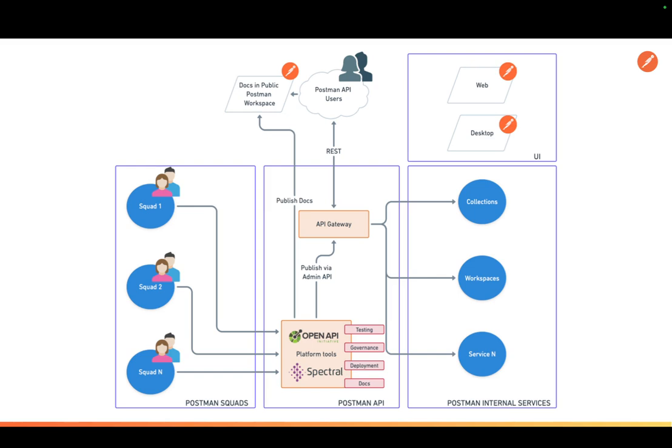We can also do more things with OpenAPI descriptions. You could also generate code, but in our case, we're using it to generate documentation that is later merged into our public Postman workspace.